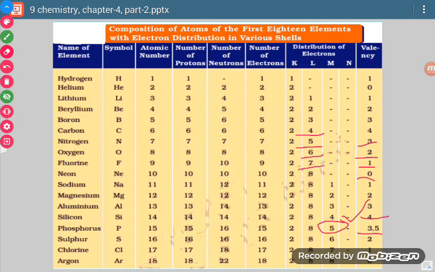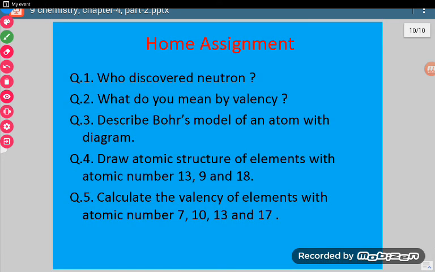Otherwise, in general, what is the rule? For those elements for which valence electrons are up to 4, that valence electron number will be the valency, and for those with more than 4 valence electrons, the valency is calculated as 8 minus the total number of valence electrons.